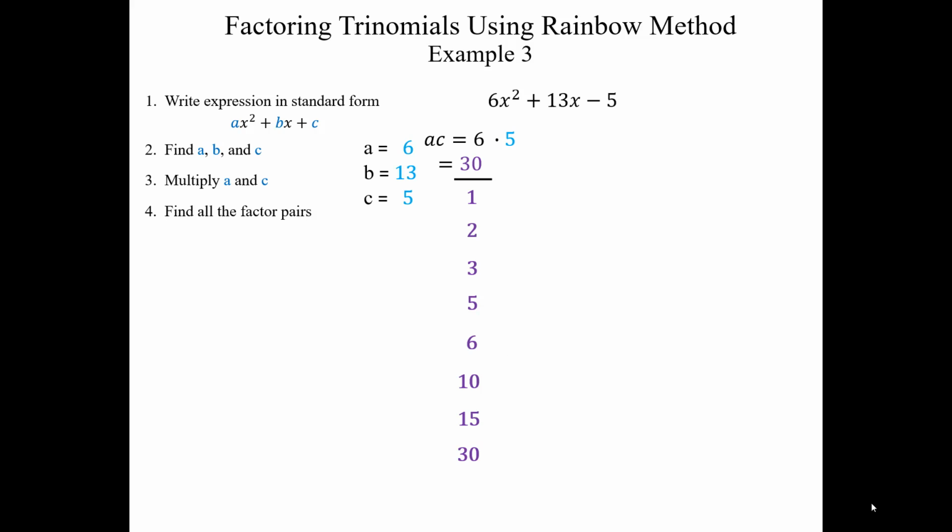And you notice our factors have come together. The top has increased, the bottom has decreased. And there's no number between 5 and 6 that we could use. So we found all the factor pairs of 30.